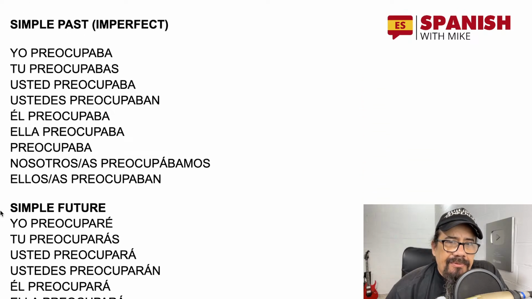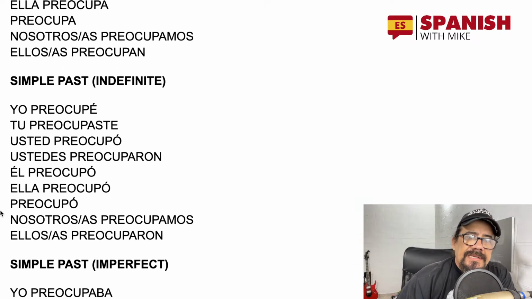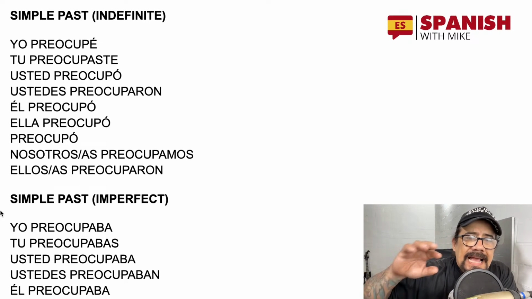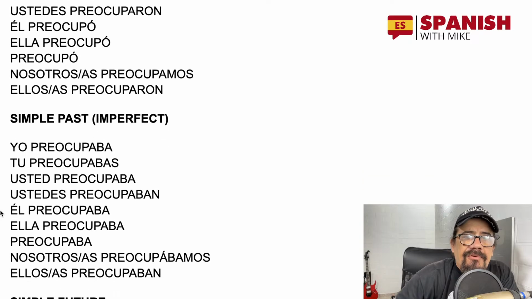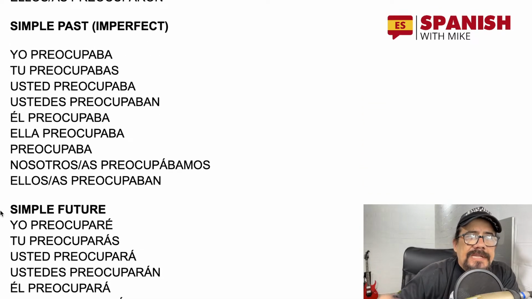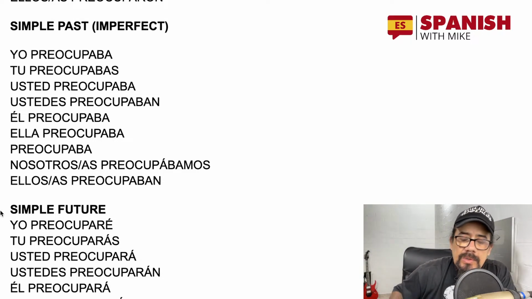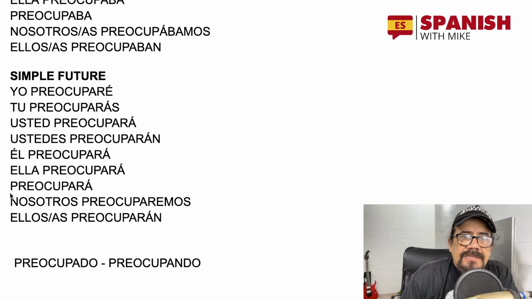The simple past, the imperfect way. Remember, the difference between these two simple pasts is that the indefinite happened once in the past, and that was it. And imperfect is pretty much when we're either telling a story or when we talk about something that we used to do on a frequent basis. Yo preocupaba, tú preocupabas, usted preocupaba, ustedes preocupaban, él preocupaba, ella preocupaba, preocupaba for it, nosotros o nosotras preocupábamos, ellos, ellas preocupaban. We have the simple future.